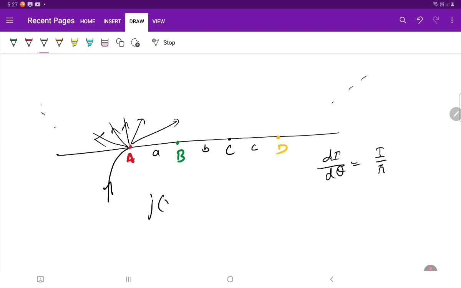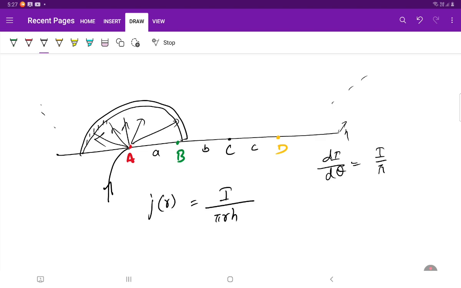Hence I can say J as a function of r will be I by this cross section. Basically this is a thick sheet, and its thickness is equal to H. So the cross sectional area will come out to be pi r H. So this will be J, or the current density as a function of distance r, where this forms basically a semicircle. So I can say that E as a function of r is equal to rho J, which is rho I by pi r H.